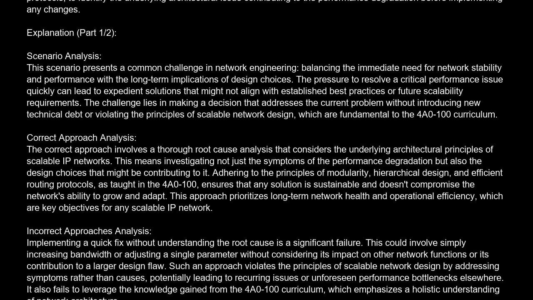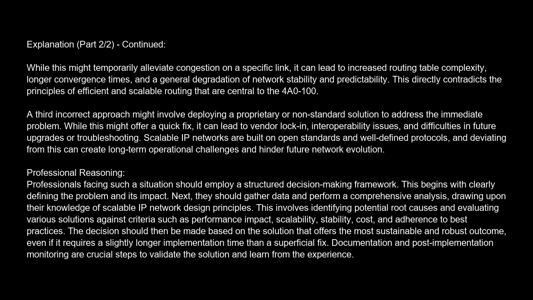Another incorrect approach would be to reconfigure routing protocols in a way that bypasses established hierarchical structures or introduces suboptimal path selection. While this might temporarily alleviate congestion on a specific link, it can lead to increased routing table complexity, longer convergence times, and a general degradation of network stability and predictability. This directly contradicts the principles of efficient and scalable routing that are central to the 4A0-100.